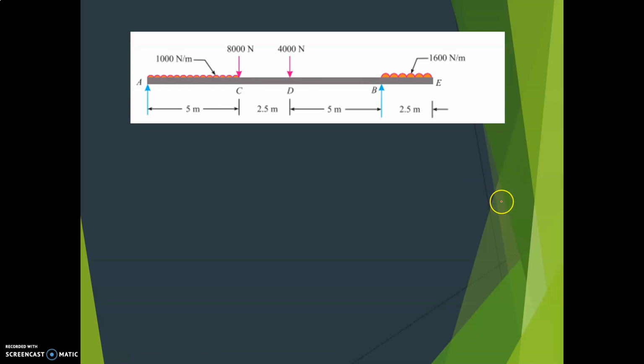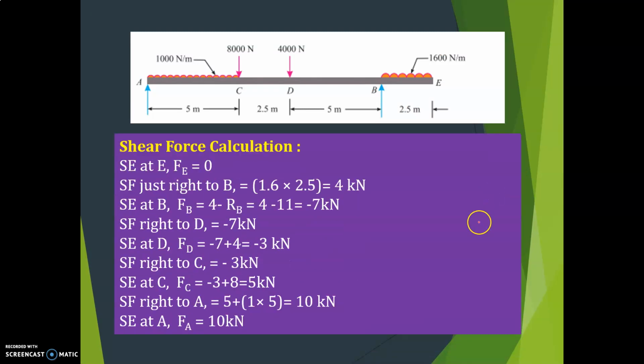Next we'll find shear force. How to calculate shear force values. First find shear force at E, this point. What is that? There is no force, so shear force at E is equal to 0. Next shear force just left of B, what is that? 1.6 into 2.5. This is downward direction on the right side, that is plus. So plus 1.6 into 2.5 is equal to 4 kilonewton.